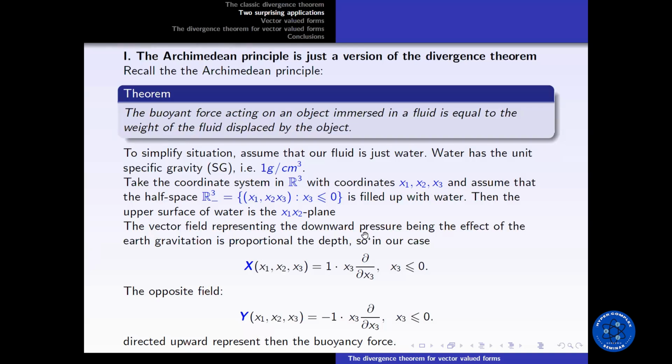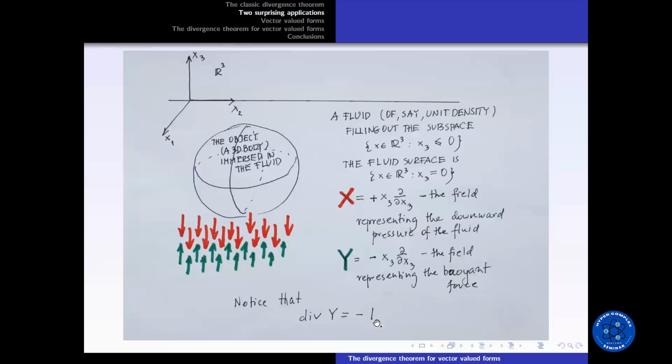The vector field representing downward pressure, being the effect of Earth's gravitation, is proportional to the depth. So in our case, this field will be this, with 1 because it's water. If not, it would be just another number. Our field is of this form. The opposite field represents the buoyancy force, being up, because this one is going down. I presented it in the picture. So this is our coordinate system.